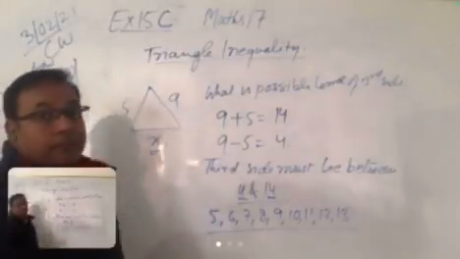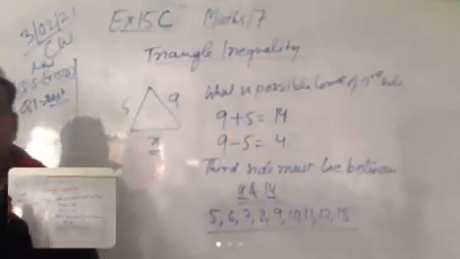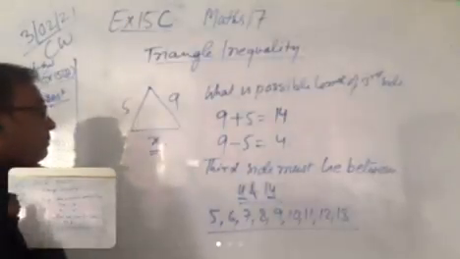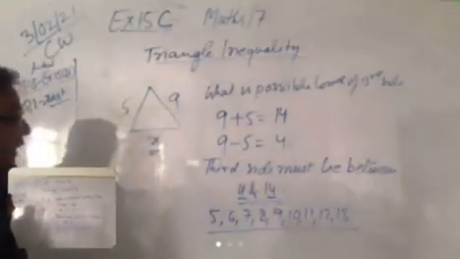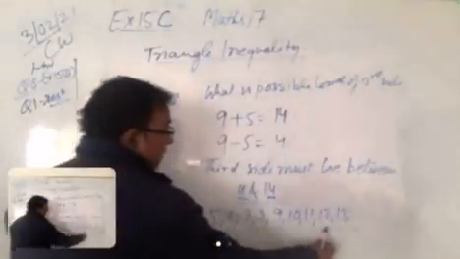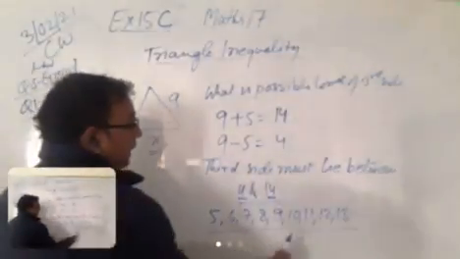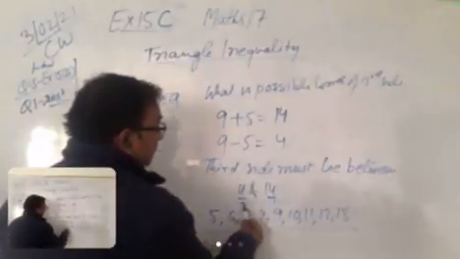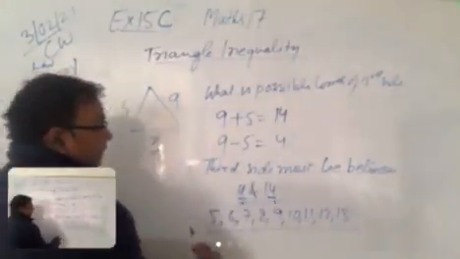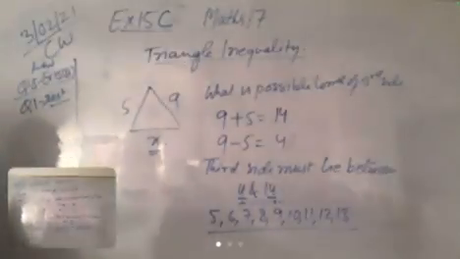Clear with everyone or not? किसी को कुछ नहीं समझ में आया? Please ask. The third side must lie between 4 and 14, and these are the possibilities: 5, 6, 7, 8, 9, 10, 11, 12. Between means except these end numbers, the numbers in between.